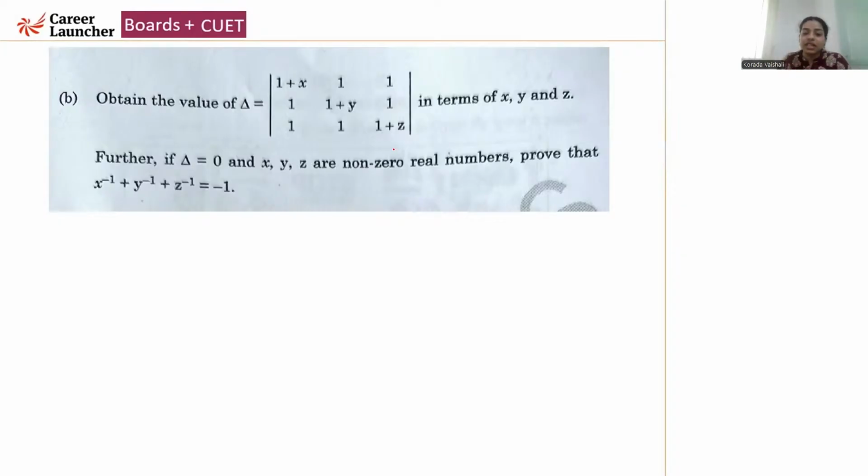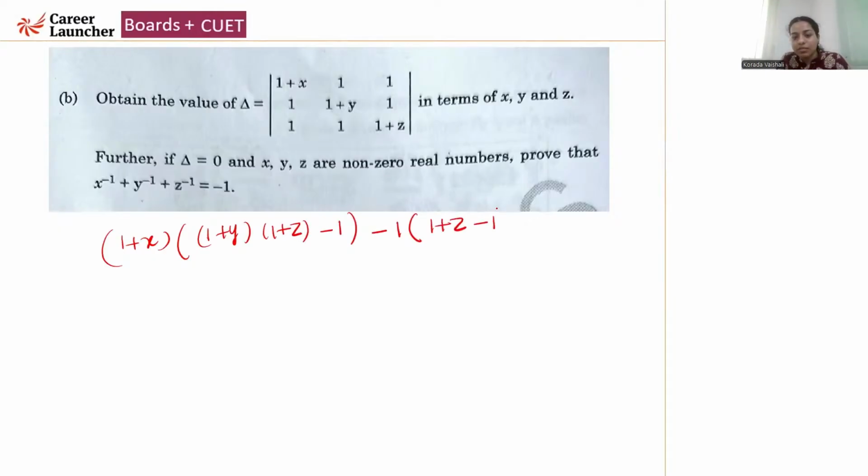इसमें given है कि calculate करना है determinant, so let's do that. 1 plus x. So we have 1 plus y, 1 plus z, minus of 1, then minus of 1. This gives us 1 plus z minus of 1, and plus of 1. This gives us 1 minus of 1 plus y is equal to 0, क्योंकि हमें given है this is equal to 0.